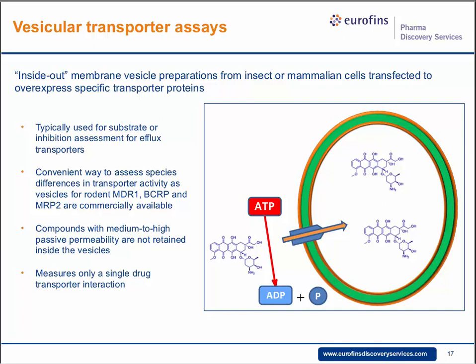Vesicles are also a convenient way to look at species difference in efflux transport, as membrane vesicles prepared from cells expressing rodent proteins are commercially available. A limitation of this approach is that compounds with medium to high passive permeability are difficult to test, as number one, they pass easily through the membrane vesicle in the absence of active transport, and number two, are not retained in the vesicles and tend to leak out.